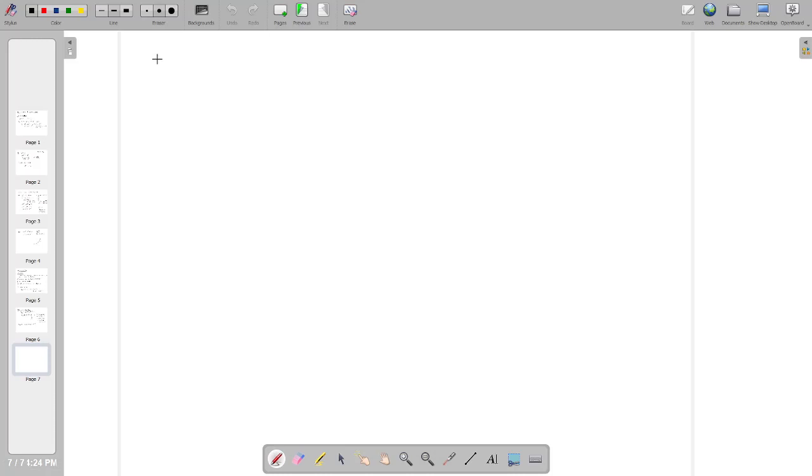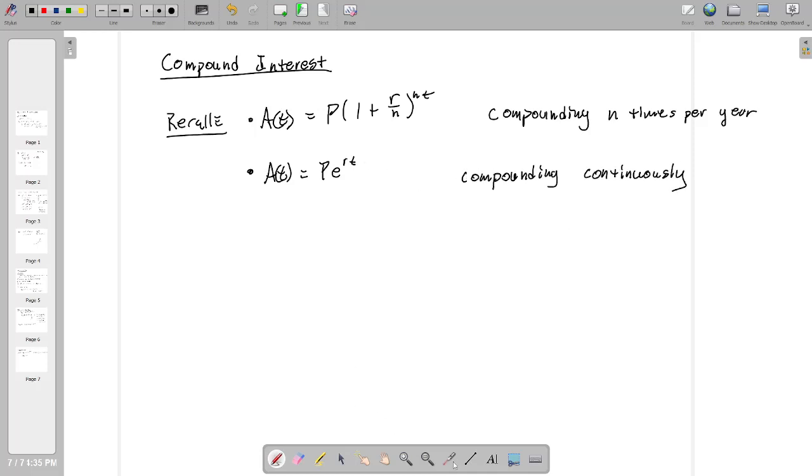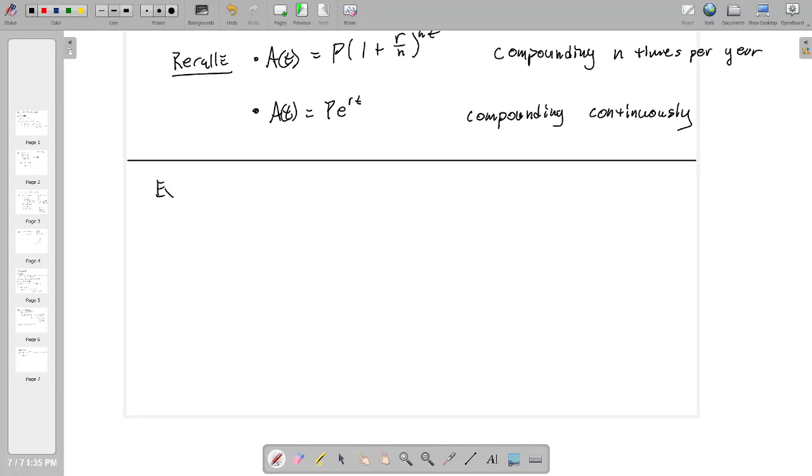All right, the next topic I want to cover is compound interest. Recall, A of t is equal to P times (1 plus r divided by n) to the nt. This is compounding interest n times per year. A of t is equal to P e to the rt. This is compounding interest continuously. And we're going to use these equations to solve some of these problems. Specifically, now we're going to be looking for t because it's in an exponential.